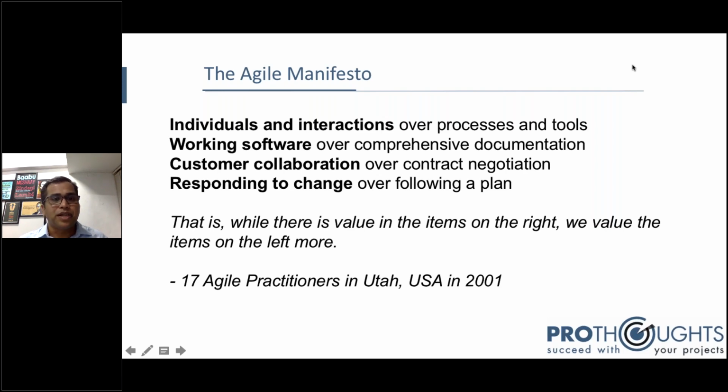Whether I'm PMP certified or Agile certified, all this is important, but Agile typically focuses on that and tries to delineate from the PMP methodology. PMP also focuses on all the left side items as well, I would think so.